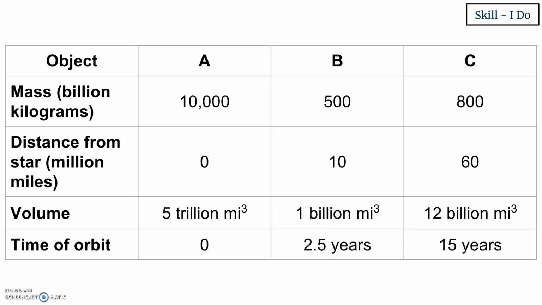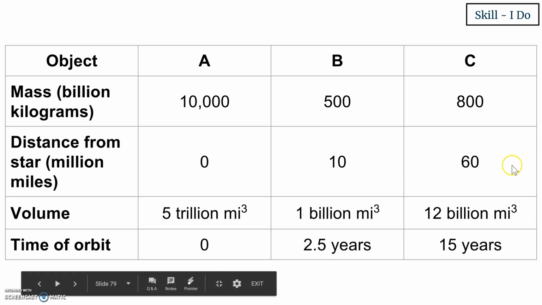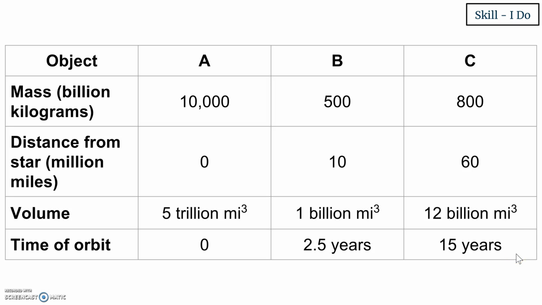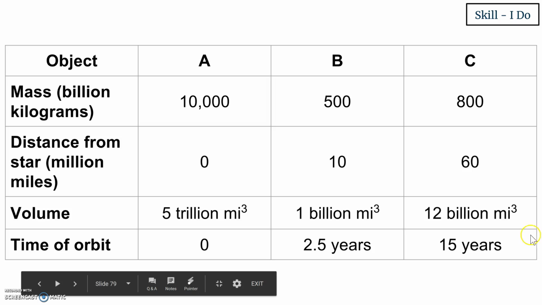We also have some information about the time of orbit. So how long does it take for this object to fully revolve? One full orbit. Again, object A is a central object, so it's not going to have an orbit. But object B and C both have an orbit. We can conclude that this makes sense. We see a correlation between the distance from the central star and the time it takes for the object to orbit. Notice the greatest amount of distance would make sense. It would take the longest for it to have one full orbit.